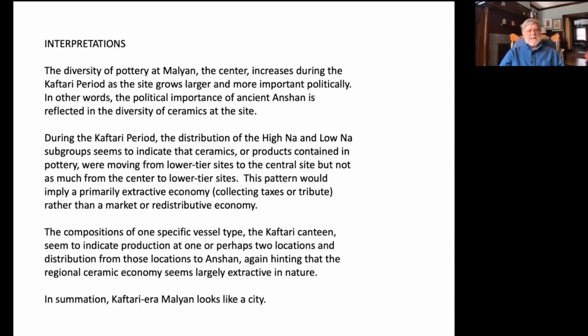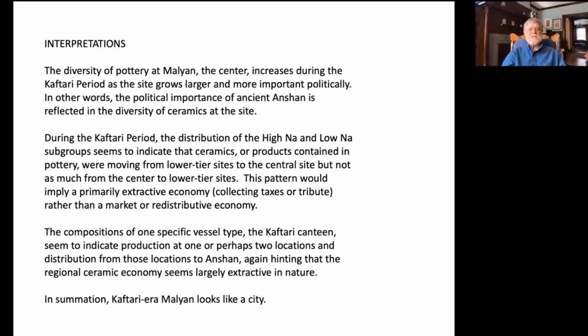So you put it all together, the settlement hierarchy, the scatter of sites across the valley, the evidence of ceramic economy. Kaftari era Malian looks like a city. So there you have it. That's it. Malian is a city during the Kaftari era.